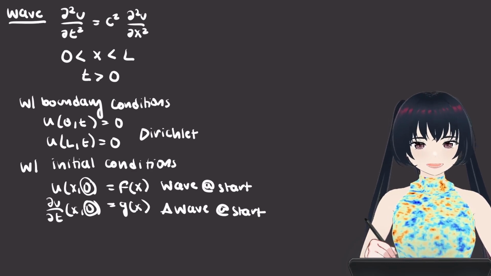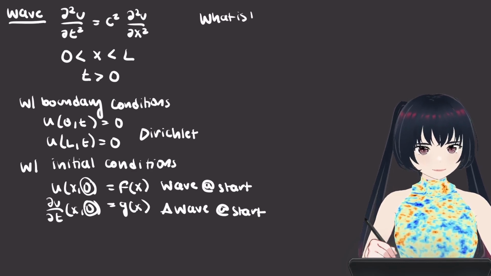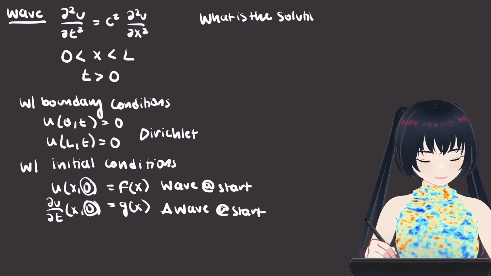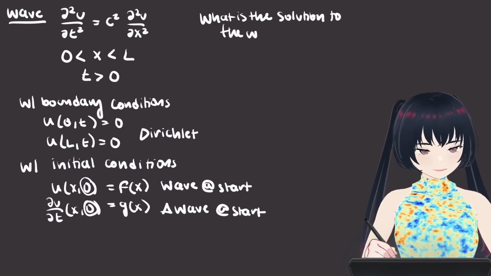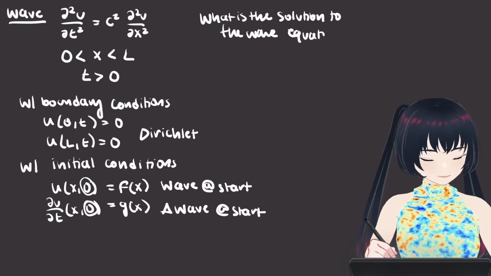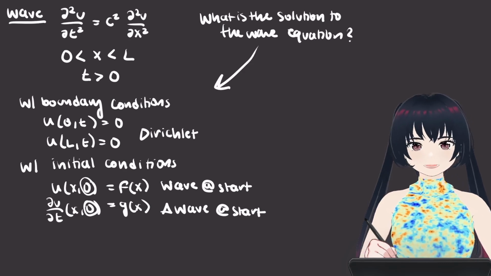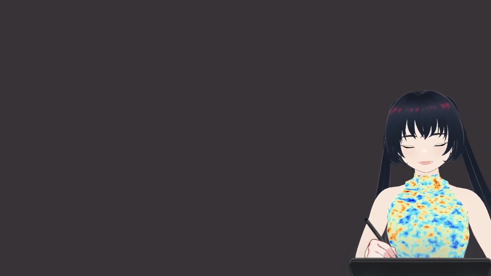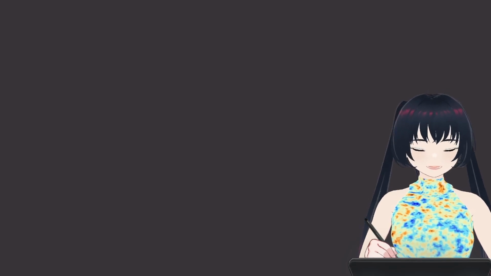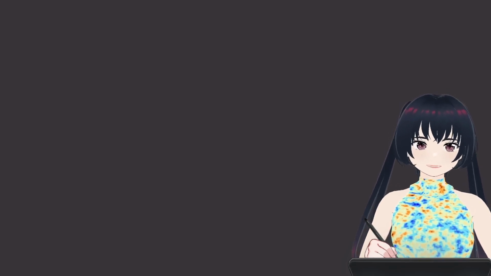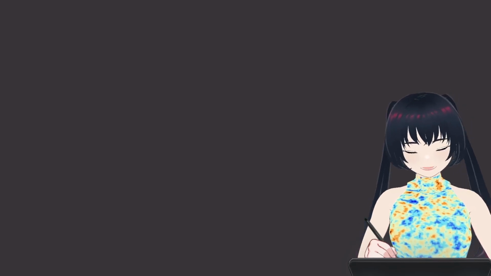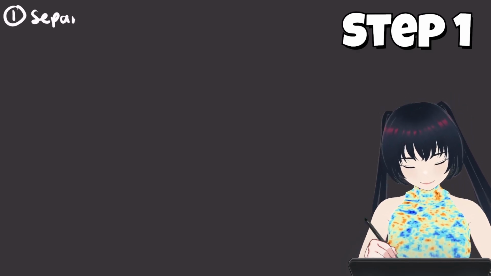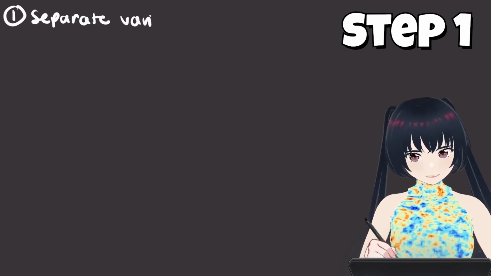With these, we need to ask, what is the solution to the wave equation given these conditions? In order for us to solve for the wave equation, we need to use a method called separating variables. That means we're taking the original differential equation that I showed in the previous slide and decomposing it into parts that we can actually understand. So step 1 is to separate variables.